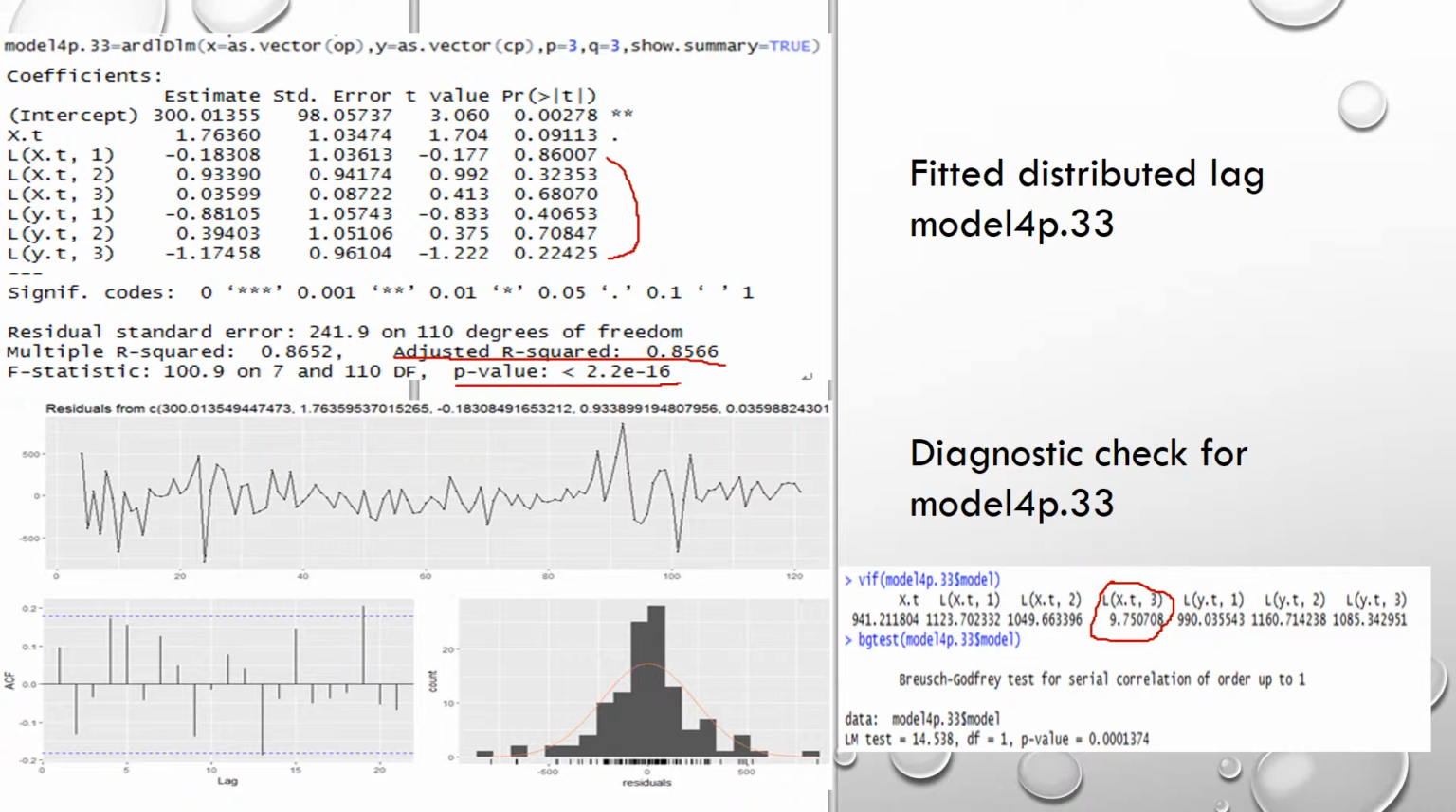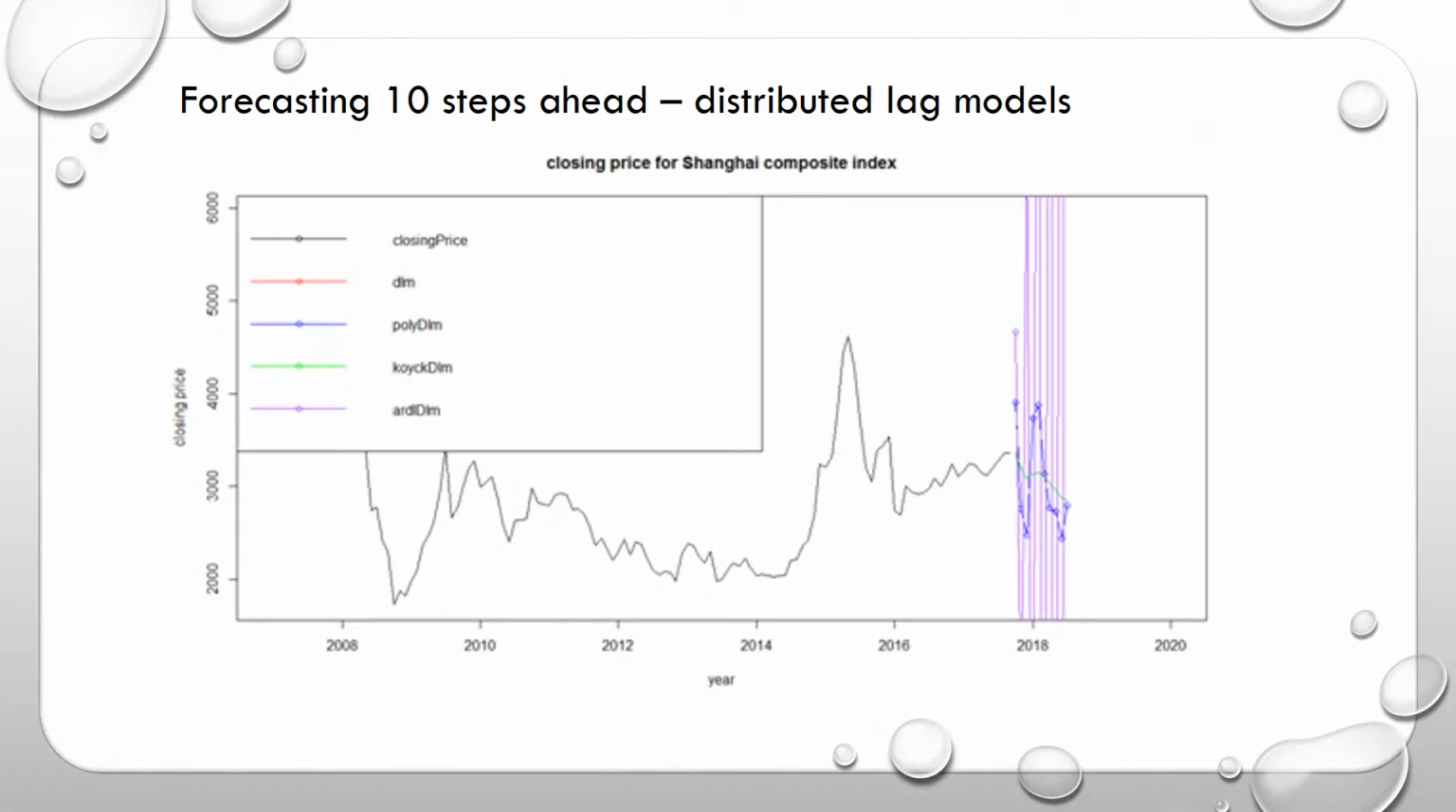And for the residual check, we see only one slightly significant lag in the ACF plot. And for the normal distribution, only a few values are outside the 95% confidence interval. And for the BG test, the p-value is small, so we think the residual here is not white noise. After that, we focused on 10 steps ahead forecasts with the distributed lag models.